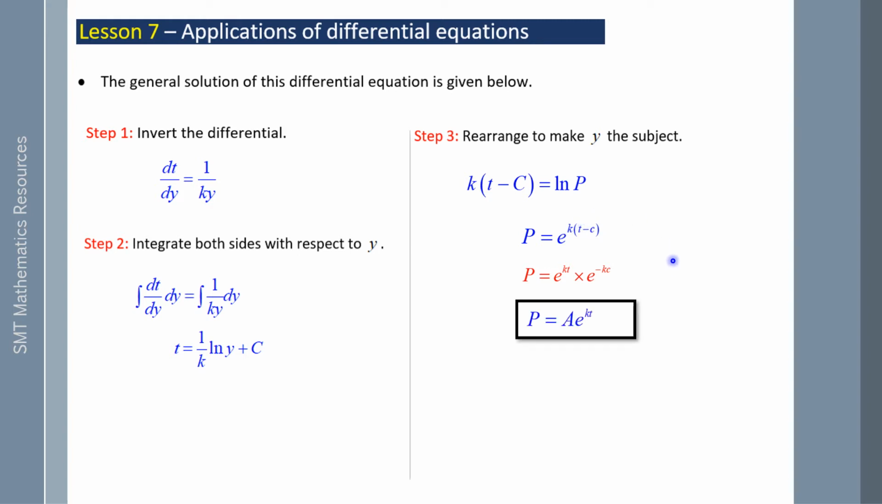Hence, the general solution to our differential equation is p equals a e to the kt, where this thing here, when we actually find out some initial conditions, is a. So a equals e to the negative kc.